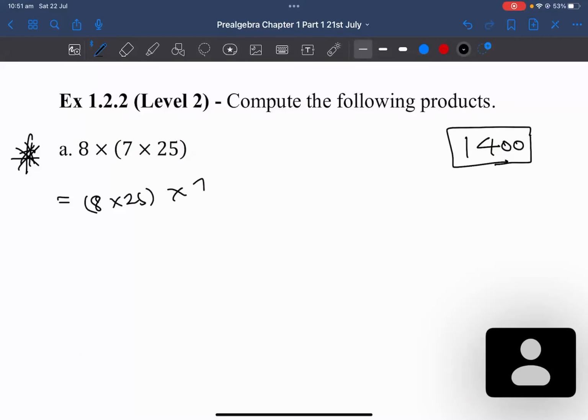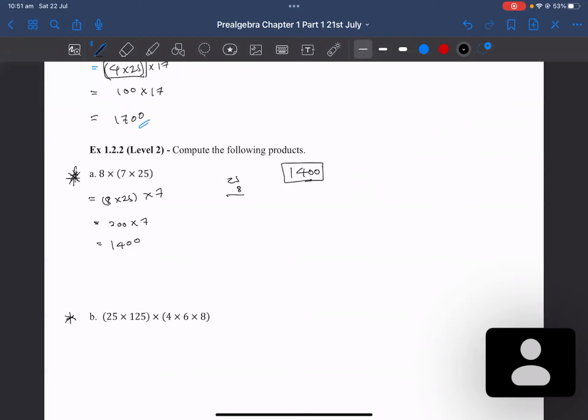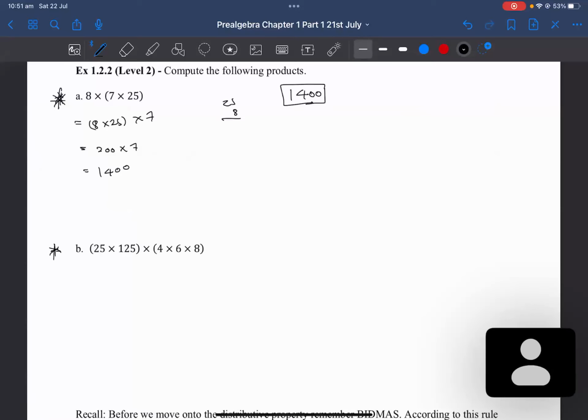This makes it easier. Even numbers and numbers that end with 5 always pair really well. So 8 times 25 is 200. You can calculate long multiplication if you want, but 200 multiplied by 7 gives you 1,400. And then I'll give you a little more time to do the hard one. Again, if you do this manually, it can take a long time. Come up with pairs. Make it nice.